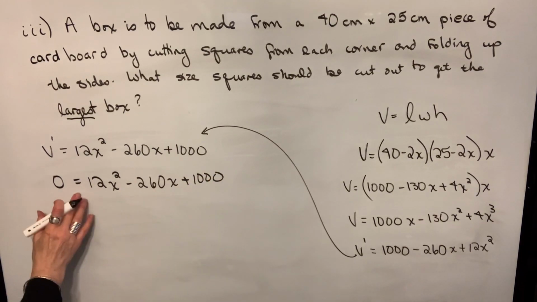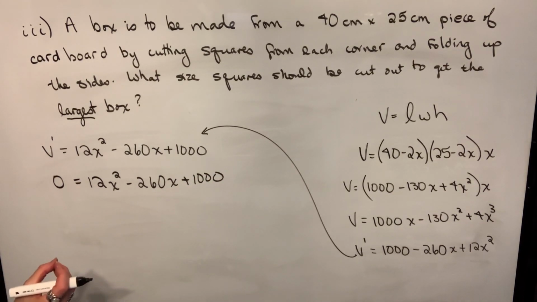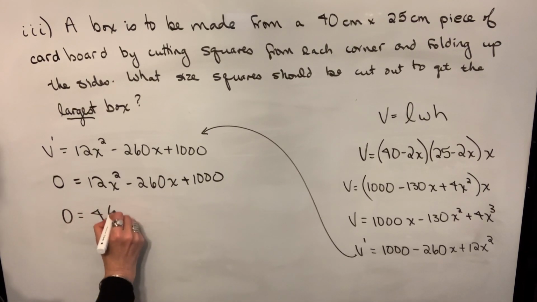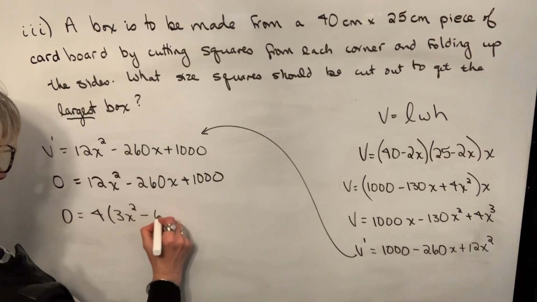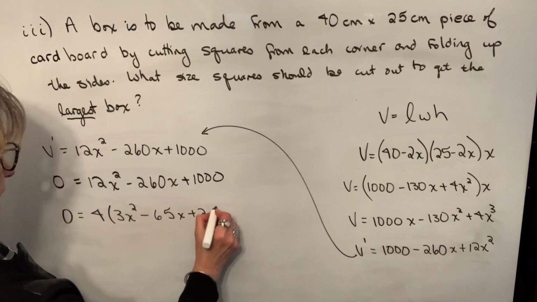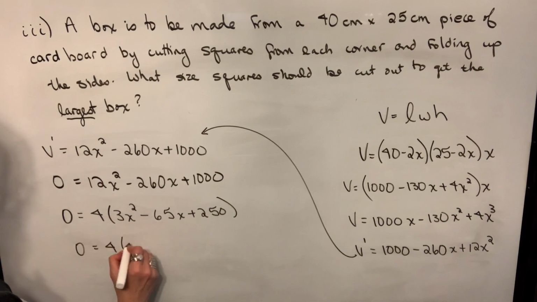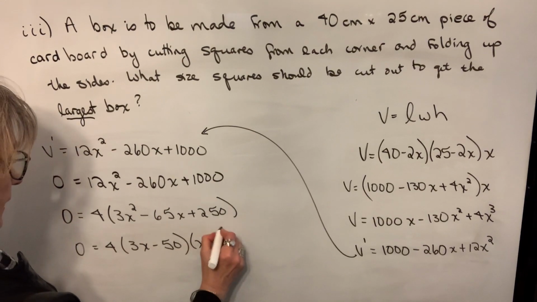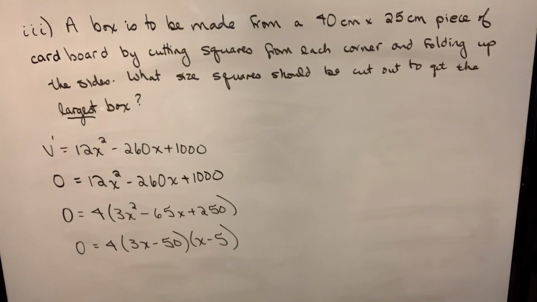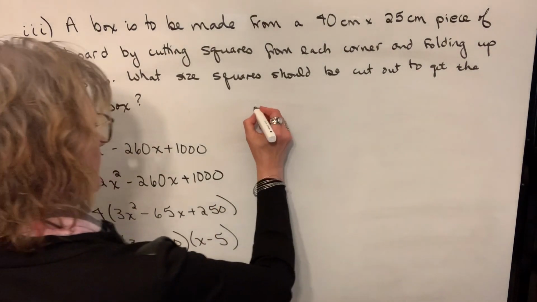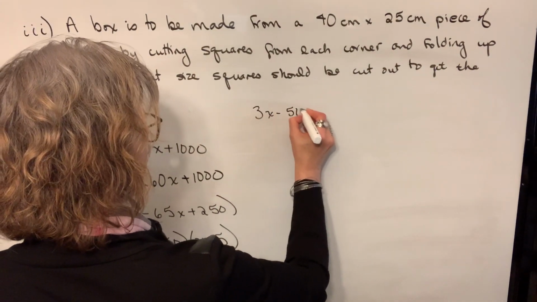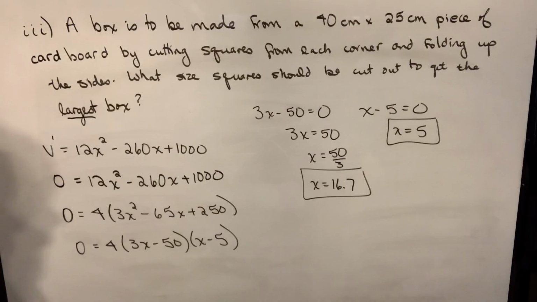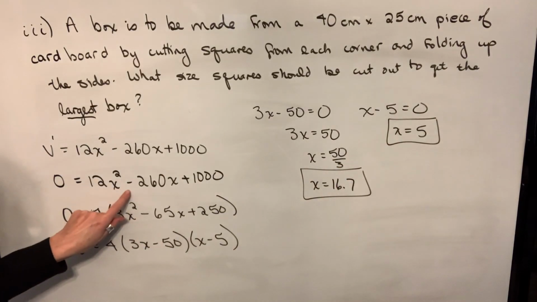This is a quadratic equation. I could use the quadratic formula, but in this case I can also factor. So I'm going to factor out a 4. And then my factors here are 3x minus 50 and x minus 5. Now I can solve this equation. I'll get a solution if 3x minus 50 is equal to 0, or if x minus 5 equals 0. I have two solutions to this equation.